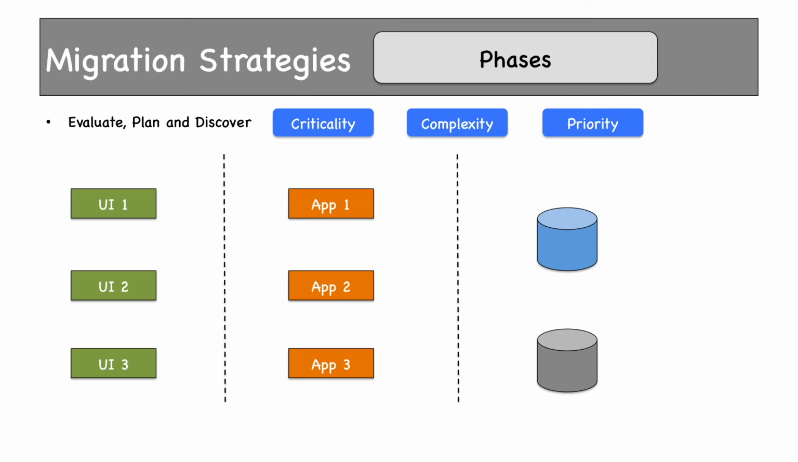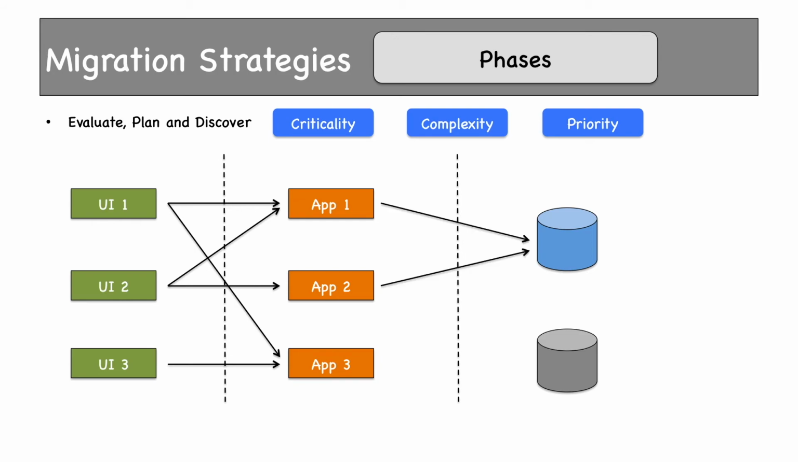Suppose this is how all components are related and dependent on each other. UI is talking to these 2 applications. This UI is talking to these 2 application components. This UI is talking to this application component. Now all these application components are talking to the database like this. So if you see, the bigger your application, the more complex your entire dependency and linking becomes.